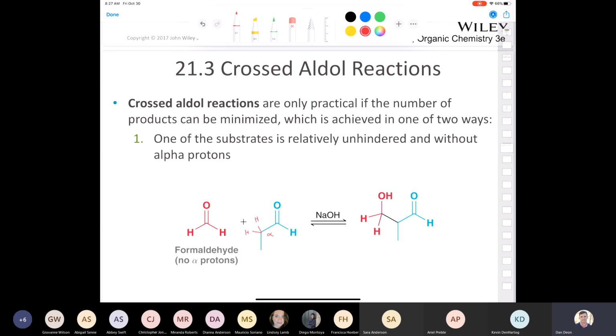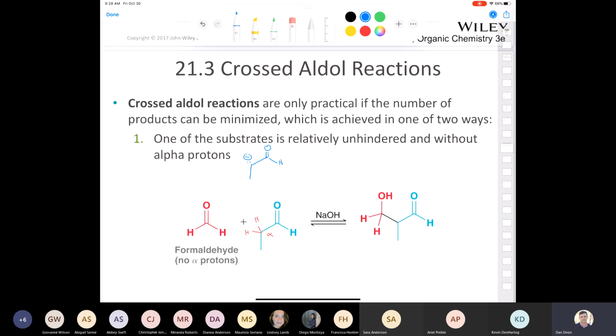This is the alpha carbon. It's got 2 alpha protons. Now you might be saying, well, come on. If I was to treat this in sodium hydroxide, come on, Mr. Dion, I'd still get 2 products, because I'd have the aldehyde and I'd also have its enolate, right? You'd also have this. Well, the answer is it depends on the situation, okay?